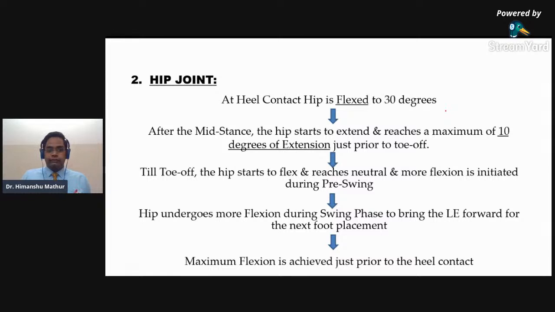Coming on to the hip joint, at the heel contact, the hip joint is flexed, say to 30 degrees. There is a slight 30-degree flexion at the heel contact, because the whole leg has to progress. It is a propulsion of the body. अगर hip का flexion नहीं होगा तो पाँव आगे बढ़ेगा कैसे? ठीक है ना? So you have 30 degrees of hip flexion here. Now after the mid stance, the hip starts to extend and reaches a maximum of 10 degrees of extension just prior to the toe off.